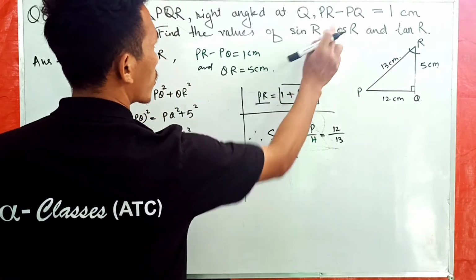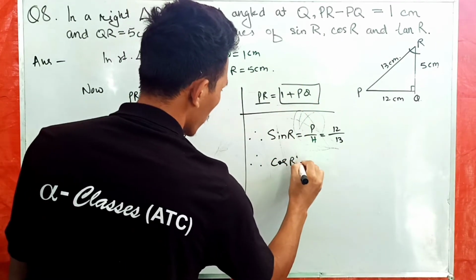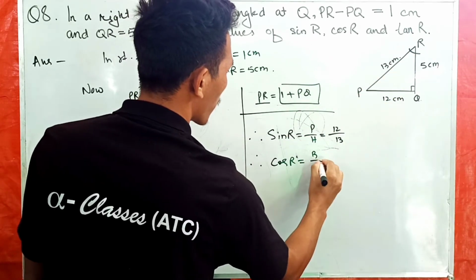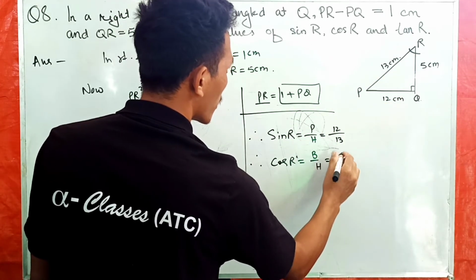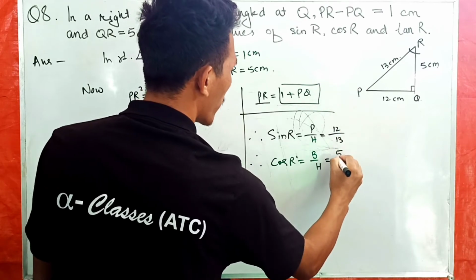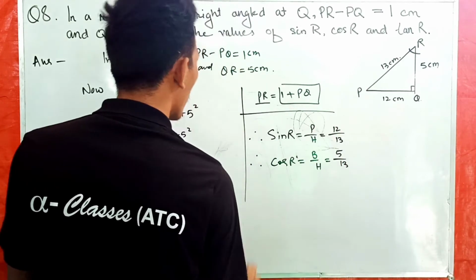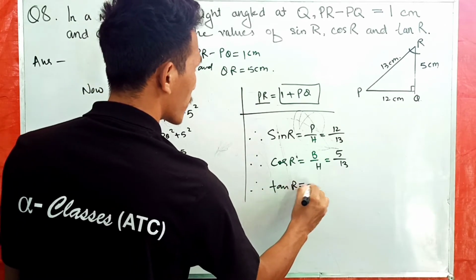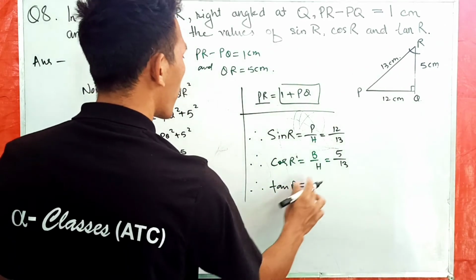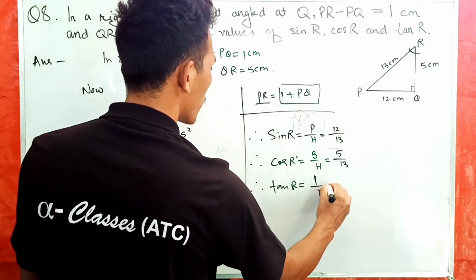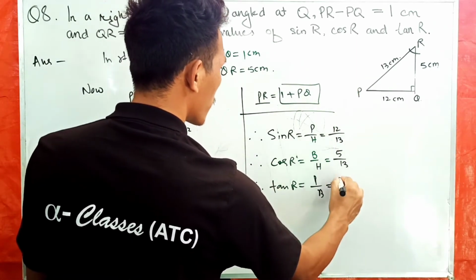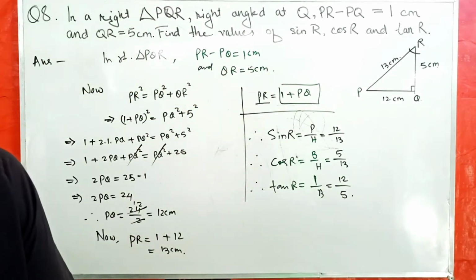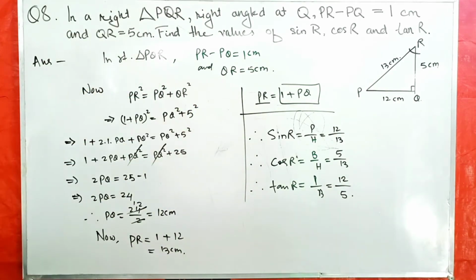Therefore, cos R means base will be 5 by hypotenuse, never change. And what is tan R? Tan R will be perpendicular by base. Perpendicular will be 12 and your base will be 5. So 12 by 5. This is your answer.